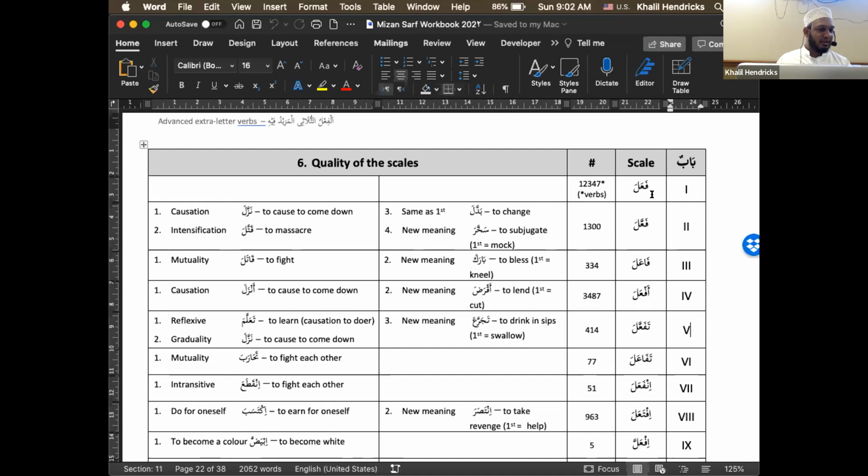The most common thing it can do is causation. An easy one is nazala. On the first bab, nazala means to come down, to descend. If you're on a plane and you're walking down the stairs, you are making nazala. Nazala rajulun, he's coming down from the plane. So it means the person is descending. On the second bab, one of the qualities is causation.